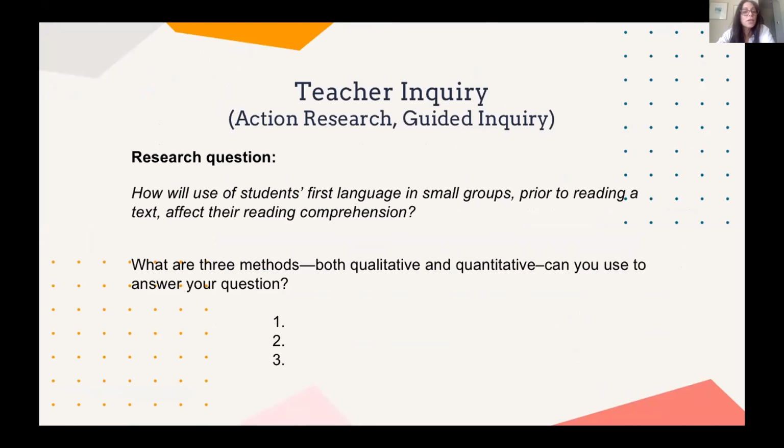So some of the projects that I work on are teacher inquiry projects. Inquiry is also known in our field sometimes as action research or guided inquiry. And these are questions or wonderings that teachers have about their instruction, with ultimately the goal of improving student learning. So we're very interested in teachers trying different methods themselves in order to help students learn.